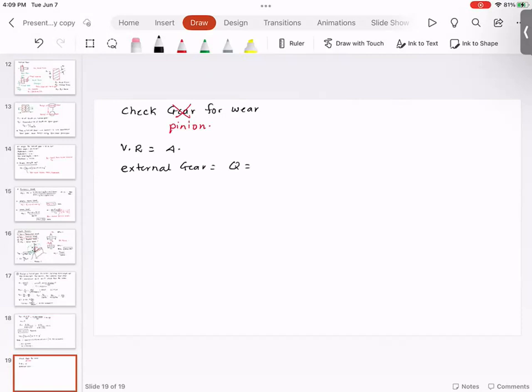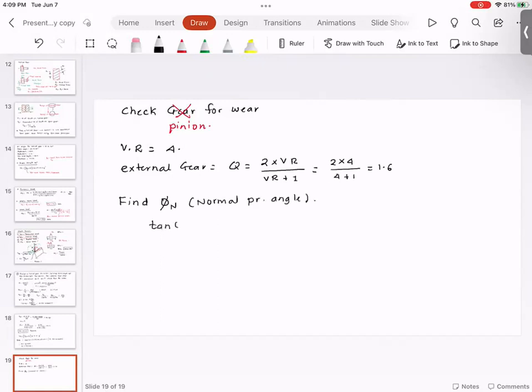Q is equal to 2 times 4 divided by 4 plus 1, 1.6. At this point, we have to find phi n, the normal pressure angle.